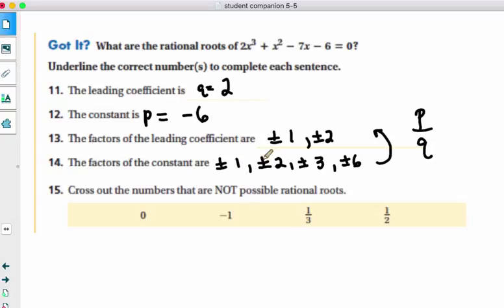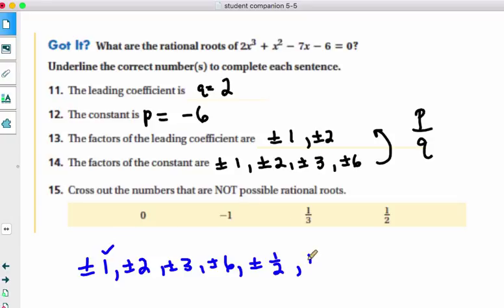So 1, 2, 3, and 6 divided by 1 are all themselves. And then each one of those divided by 2, I would get 1/2. 2/2 is 1, so I already have that listed. 3/2 is a new one. And 6/2 is 3, which I already have listed.